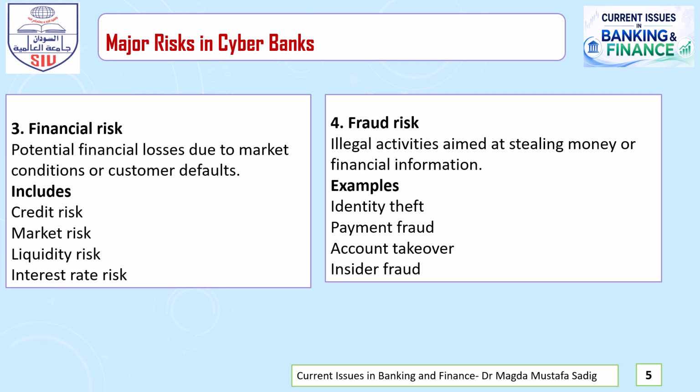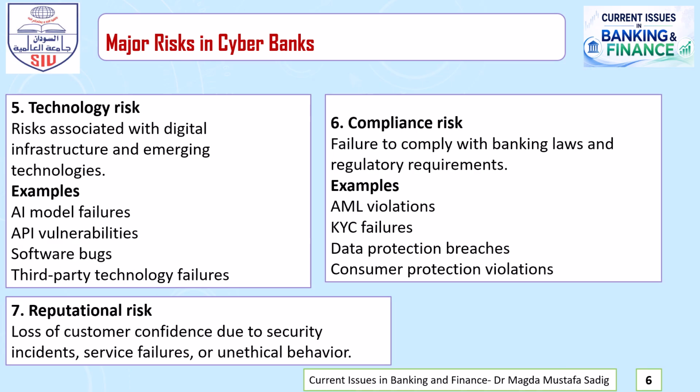We have also technology risk. Technology itself introduces new risk. Examples include artificial intelligence errors, software bugs, API vulnerabilities, cloud service failures, and third-party vendors. So banks increasingly depend on external technology providers, making vendor management extremely important.